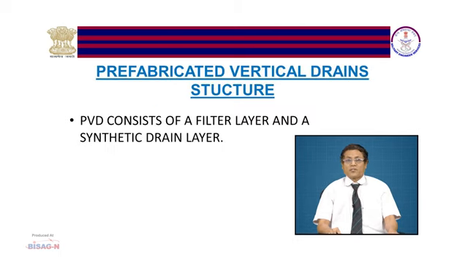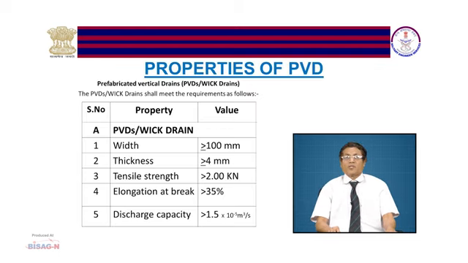Prefabricated vertical drain structure generally consists of a filter layer and a synthetic drain layer. This filter layer is made out of geotextile fabric, which is wrapped in the synthetic drain layer made out of polypropylene core. Now, the properties of PVD.